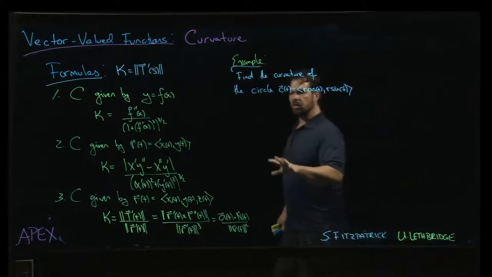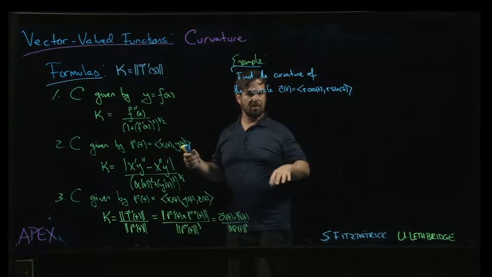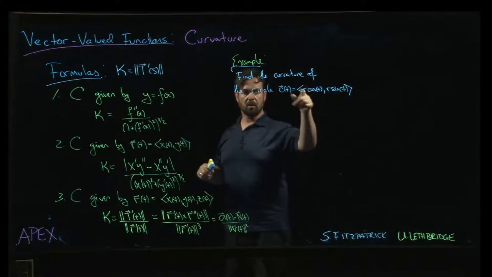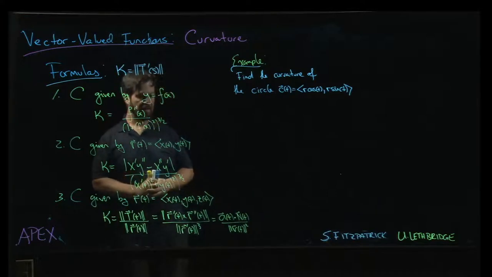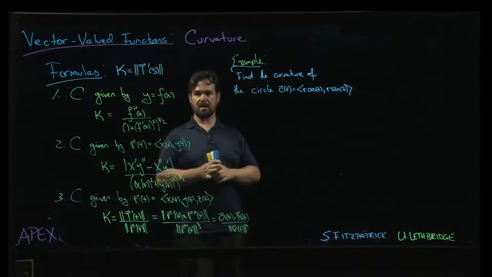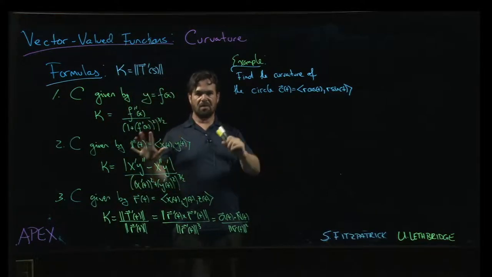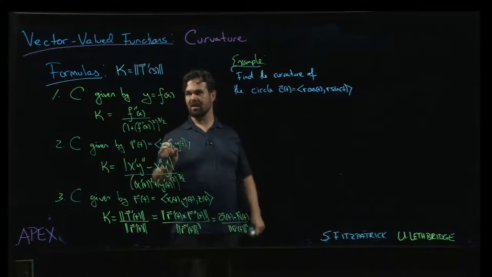All right, so we're going to take a look at an obvious example to consider, which is a circle. Circle of radius r. How much curvature does a circle of radius r have? Now, before we dive in, there are obvious issues with this curvature calculation, right?